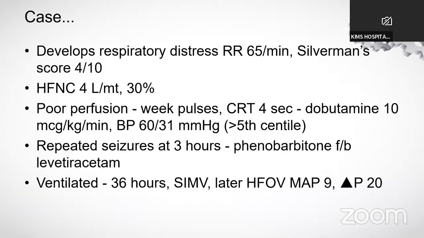So this baby develops respiratory distress at around 15 minutes of life. The baby is noted to have a respiratory rate of 65 per minute with retractions, having a Silverman score of 4/10. The baby is initiated on humidified heated high flow nasal cannula at flow rate of 4 liters per minute with an FiO2 requirement of 30%. The baby is also noted to have normal heart rate with poor perfusion. The heart rate is 120 per minute with weak pulses and prolonged capillary refill time of 4 seconds, and is initiated on dobutamine at 10 mics per kg per minute. The blood pressure is 60/31, which is just above the 5th centile, indicating compensated shock.